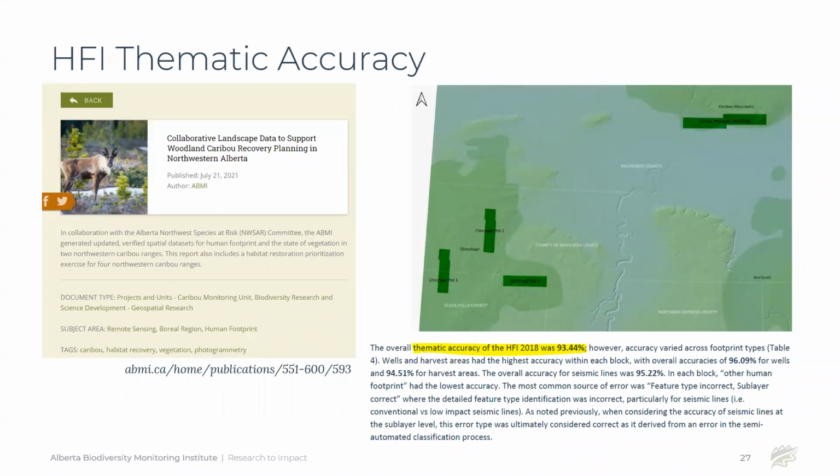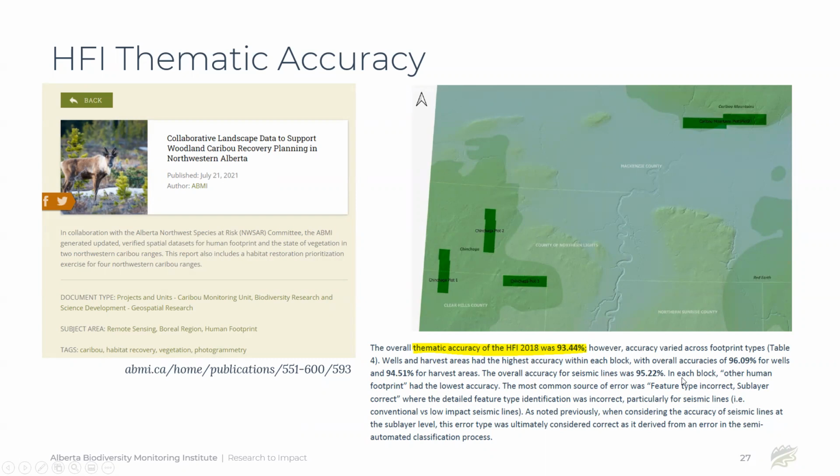Essentially, over areas of 20 townships situated in the northwest portion of the province, the Caribou Mountains and Chinchaga Caribou Ranges, we flew these areas with high resolution imagery, and that imagery was used to interpret human footprint, and compared to the existing human footprint, in that case the year 2018. And we found that the overall thematic accuracy, so attribution, was over 90%. It was 93.44.